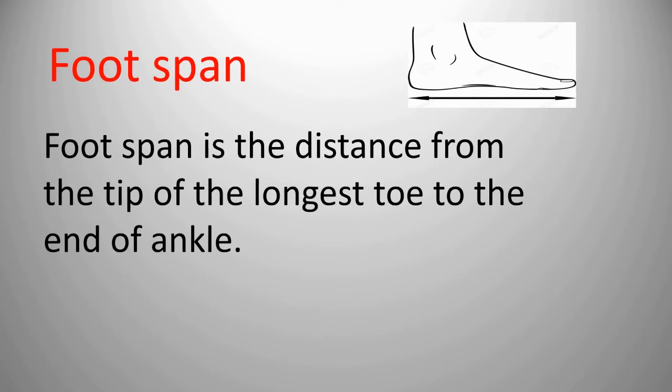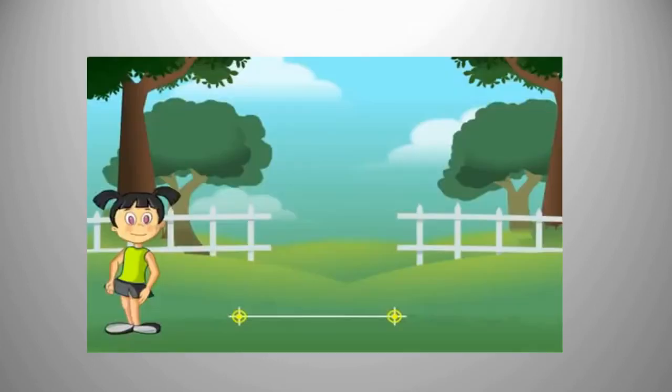Now student, we will learn foot span. Foot span is the distance from the tip of the longest toe to the end of the ankle. Let's learn with an example. Now student, I am going to tell you how the distance between 2 points on the ground is measured using feet. One way of expressing such distance is foot span.